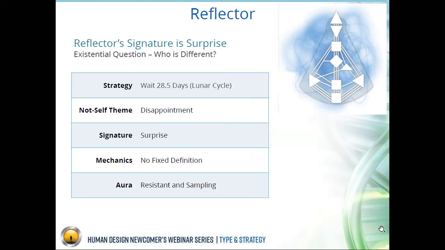So the not-self theme of the reflector is disappointment. So that is your signpost. When you feel disappointed in the world, or you feel disappointed in the other, you are not seeing things in a transcendent sort of way. You need to remember the bigger picture.